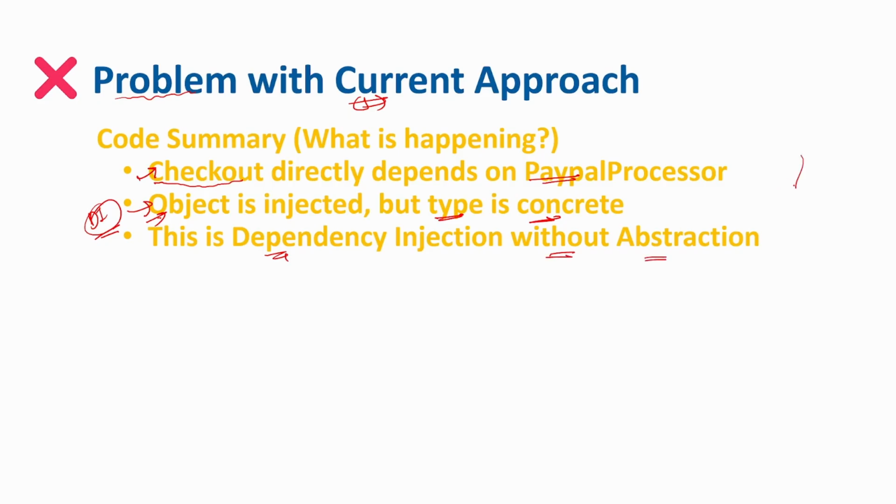Basically, in order to achieve loose coupling, we have two steps. First one is dependency injection, second one is abstraction. We have used dependency injection, but we haven't used abstraction. So it is still tightly coupled. Let's see what the problem is in this current approach.